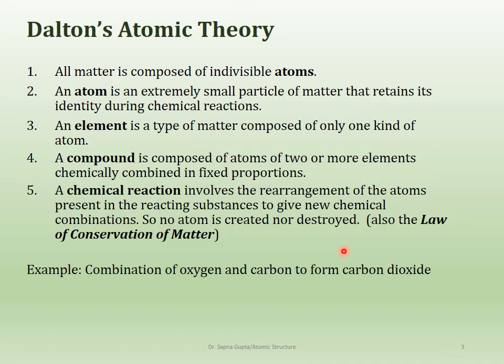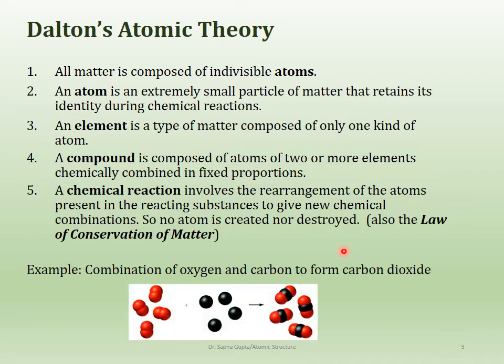So for example, in the combination of oxygen and carbon to form carbon dioxide, you will have a set number of oxygen atoms and carbon atoms, and these atoms will still be present in the final product. So nothing is lost, nothing is gained. This is also called the law of conservation of matter, and this is a very important law for any matter. By the way, you do have to know Dalton's atomic theory. Whether you know them in this order or not is a different thing, but otherwise you do have to know them. Although if you look at it, this is written out nicely, starting from an atom to element to compound and then to a chemical reaction. So there's a certain gradient to the theory.